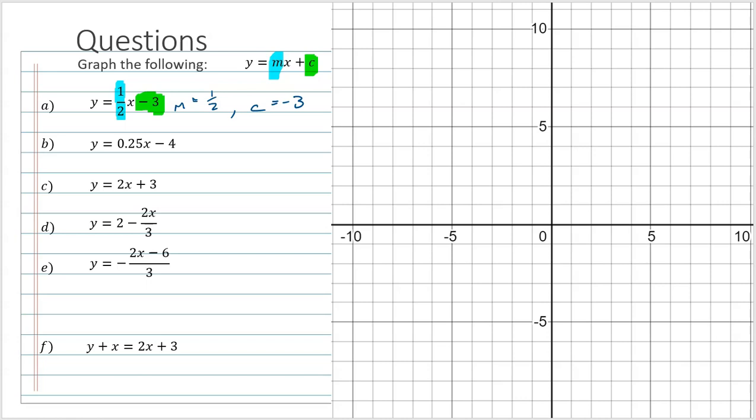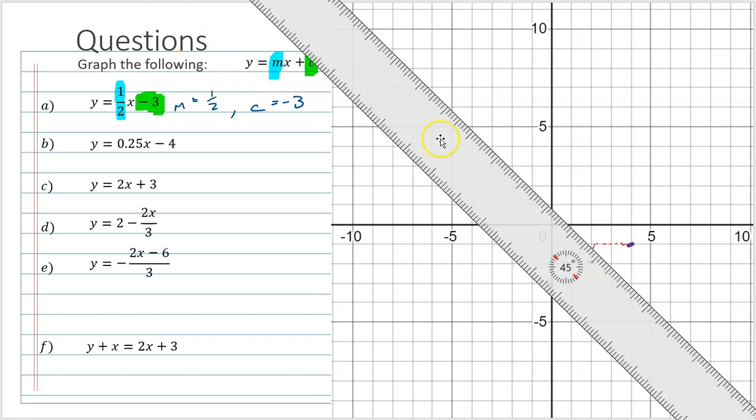I'm going to graph this. First I'll find negative 3 on the y-axis, which is here. And then remember, rise over the run. So for every value I rise, I have to go across 2. So let's go up 1, and then across 2. Up 1, and then across 2. Marking the points, and then grabbing the ruler.